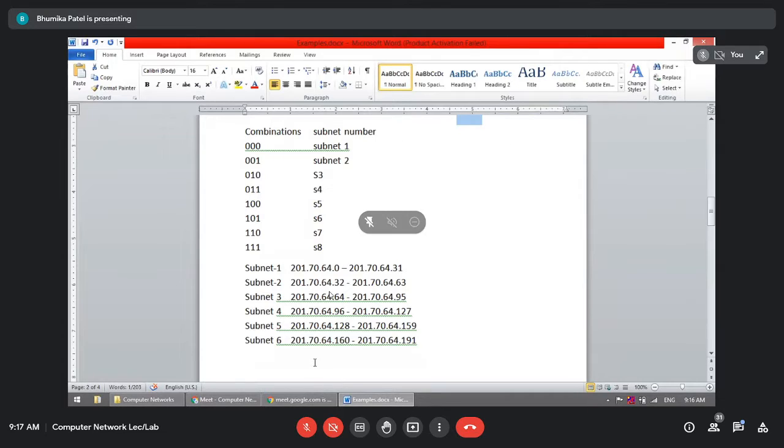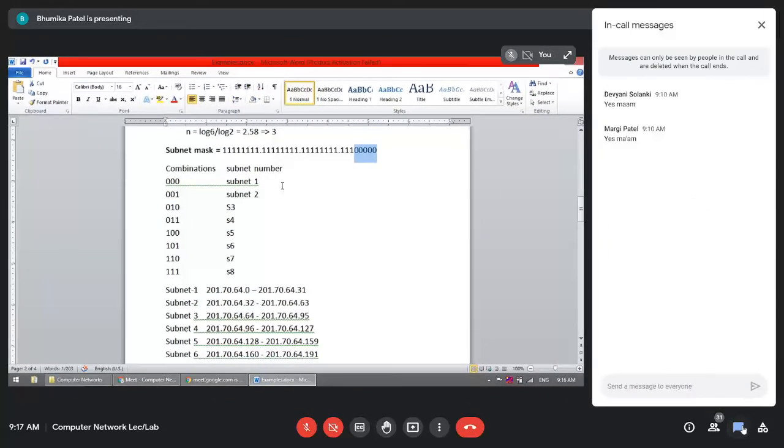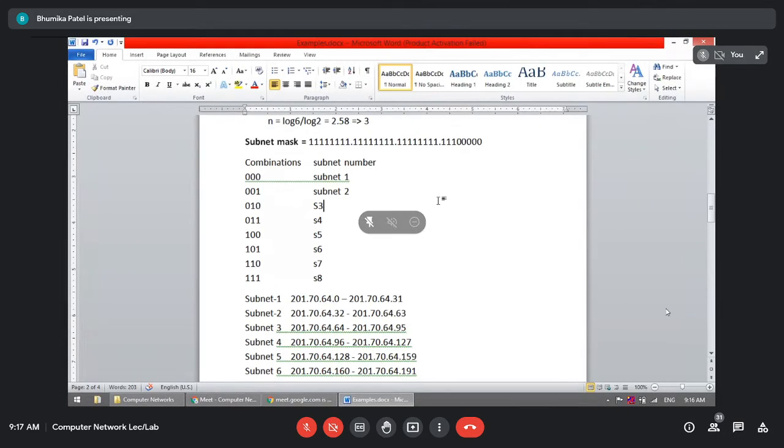Yes, ma'am. Okay. So why is there a need of the subnet mask? Because we want to find how many hosts will be there, because we want to find the range.